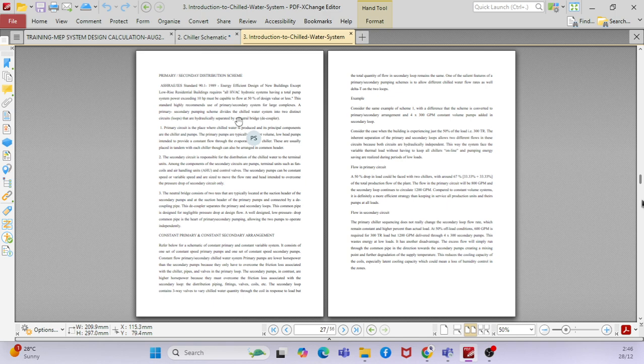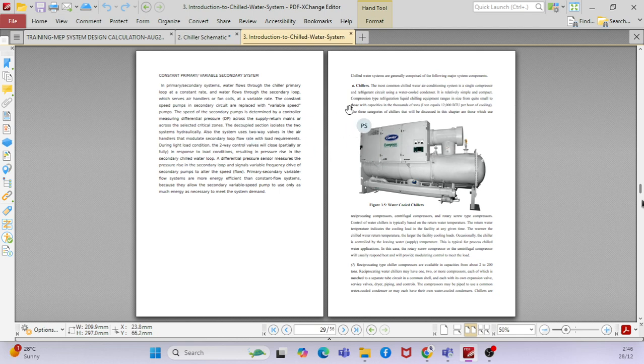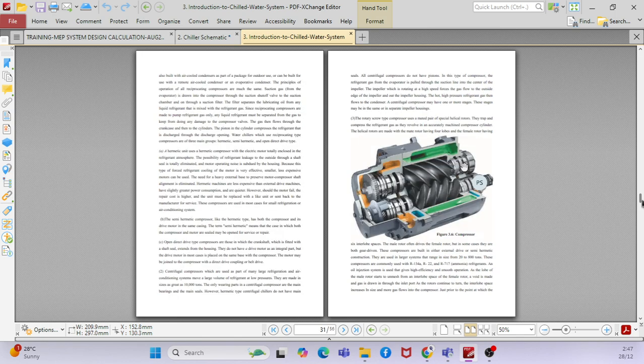So on the building side, you can say building pump or secondary pump. Then you can talk about chillers here, water cooled chillers, right? Then you can talk about the components, like just have a glance at compressors.